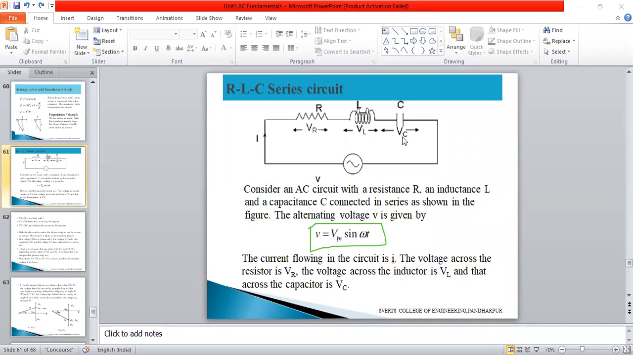If VL equal to VC or XL equal to XC, what is the current equation? I equal to Im sin omega t. Very simple. Why are you thinking that? Because it acts as only a resistive circuit. For the resistive circuit, I equal to Im sin omega t, which is in phase with the voltage. That's it here now.